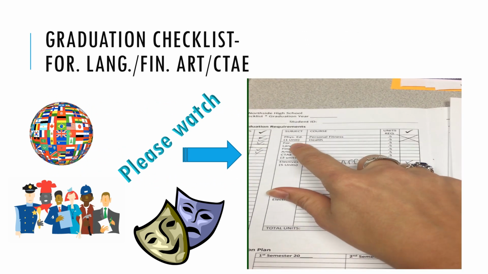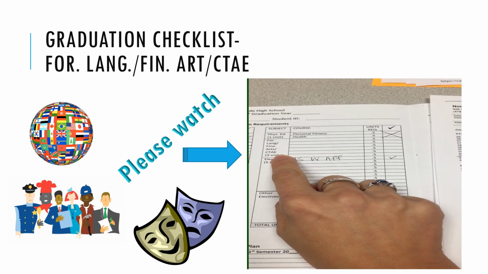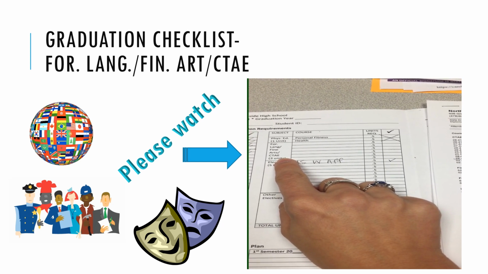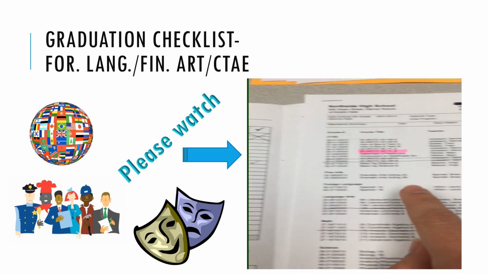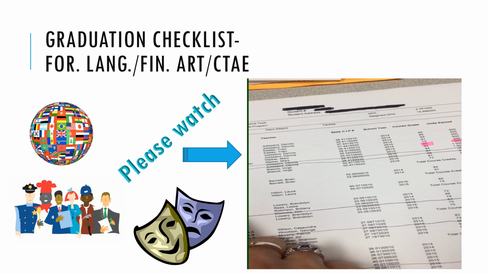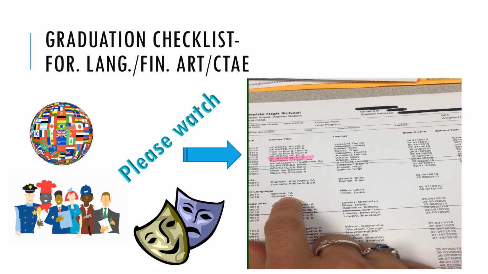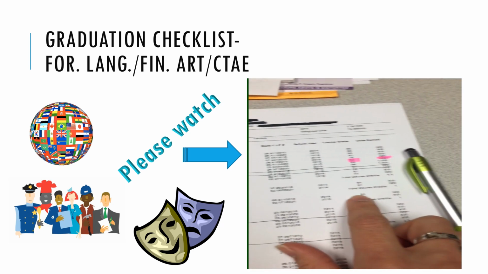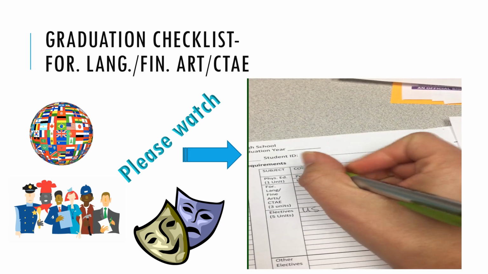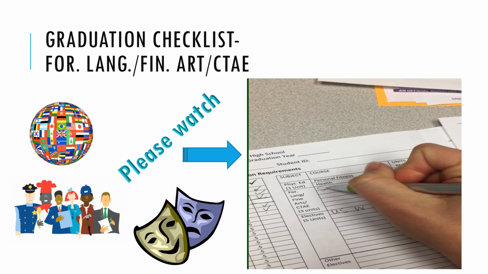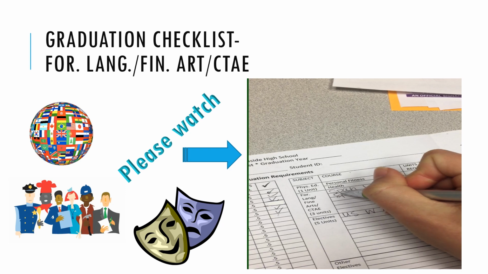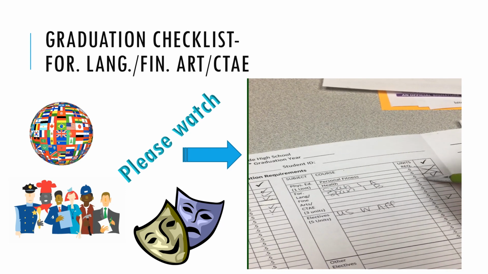Now look at the Foreign Language, Fine Arts, CTAE section of our graduation checklist. If you have foreign language credit on your transcript, write the name of the course and check the box. Over on the transcript, you will find a foreign language category, and this student, in my example transcript, has taken Spanish 1, first semester and second semester, or A and B, and they have received credit. I did not cross them out. So on my checklist, I'm going to write Spanish 1A, check. Spanish 1B, check.